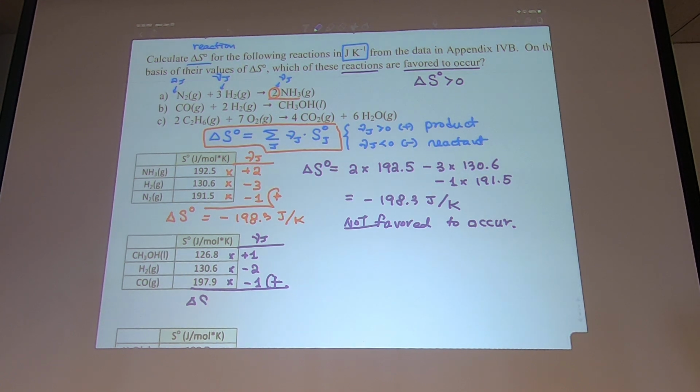We will say delta S naught is -332.3 joule per Kelvin. Okay. So delta S naught, which is entropy, is in a direction of decreasing. So once again, it's not favored.